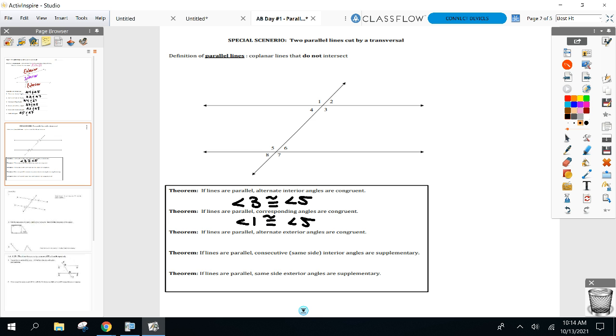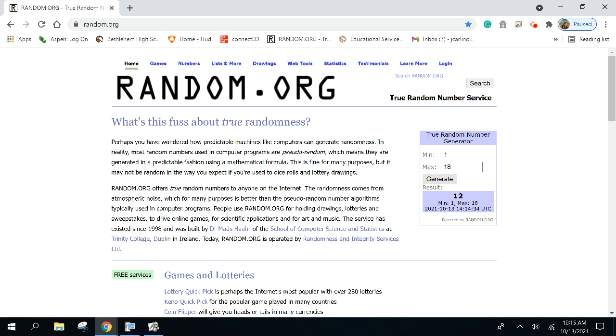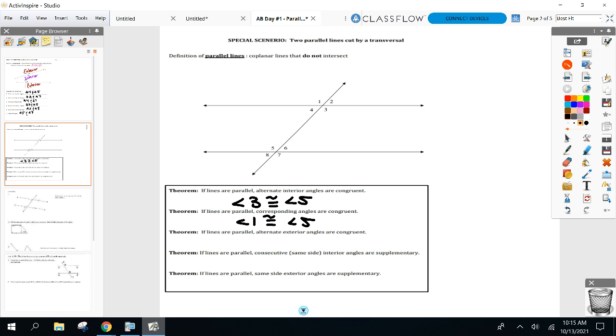And then finally, one other pair that are congruent are your alternate exterior. So look at your diagram. Give me a pair of alternate exterior angles. Callum, a pair of alternate exterior. 8 and 2, good. So 8 and 2 are congruent. Guys, doesn't it almost look like all 8 angles are congruent? But that's not the case. Some of them are supplementary.